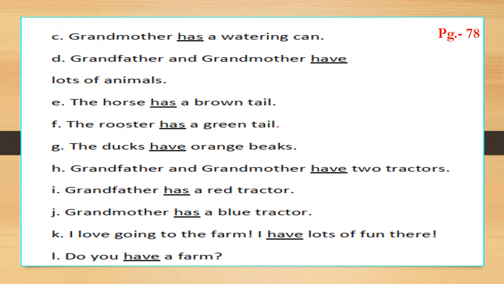Let's see F part. The rooster has a green tail. So here rooster is singular. With the singular subject we will write has. Let's see G part. The ducks have orange beak. Here we have written have because ducks are plural.